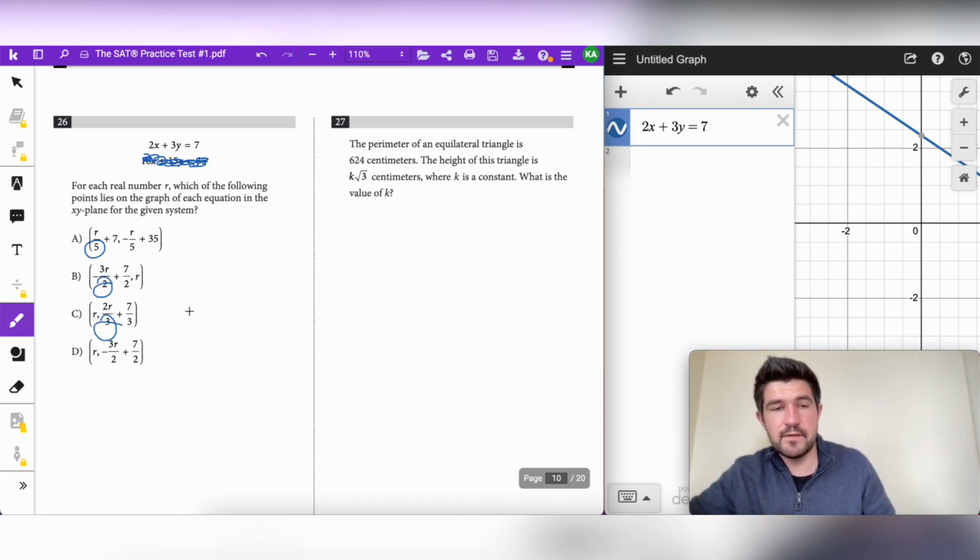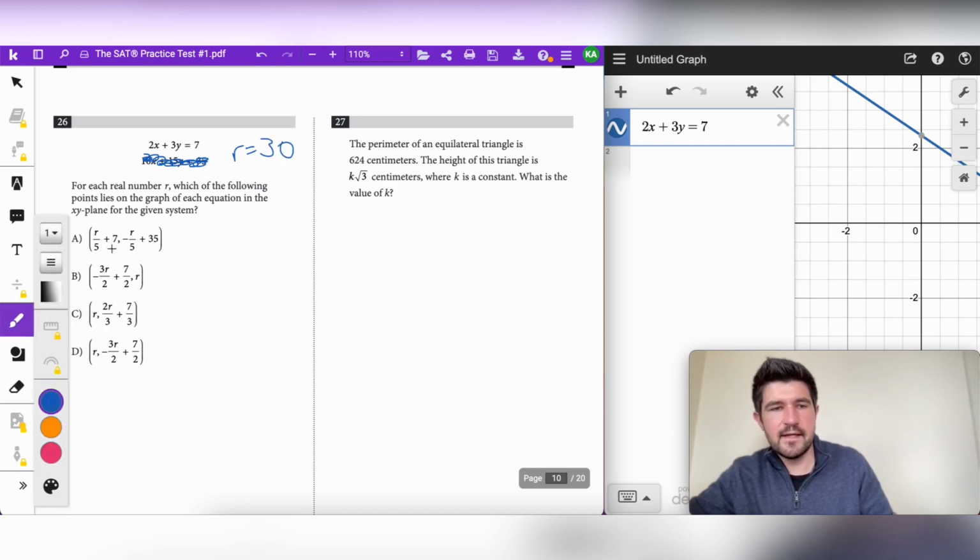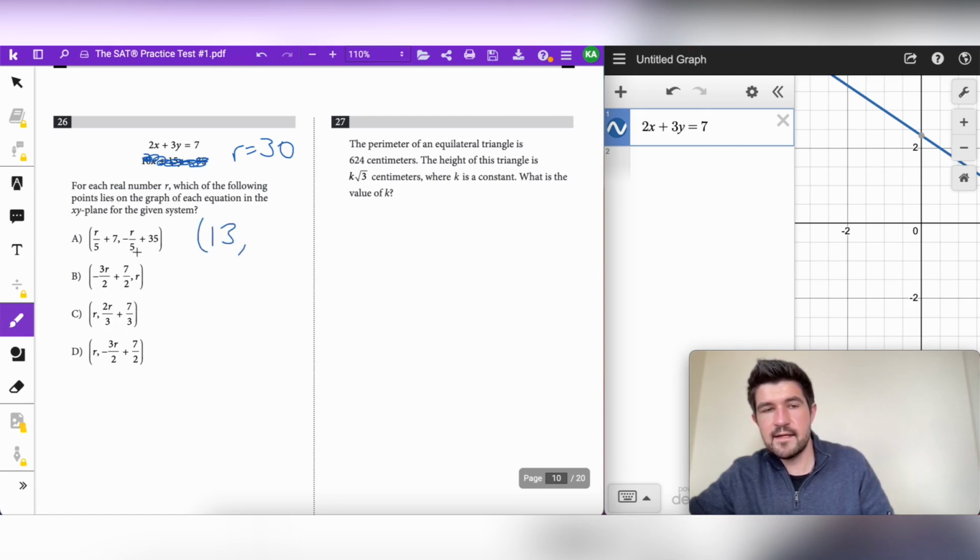Let's do that. So 30 works. If I pick 30, R equals 30. Then that first point, maybe I'll move this up here. R is 30. That first point is going to be, let's see, 30 divided by 5 is 6, and 6 plus 7 is 13. And then negative, well, 30 over 5 is 6, but it's negative. So negative 6 plus 35 is 29.